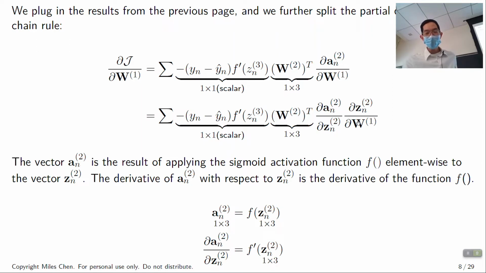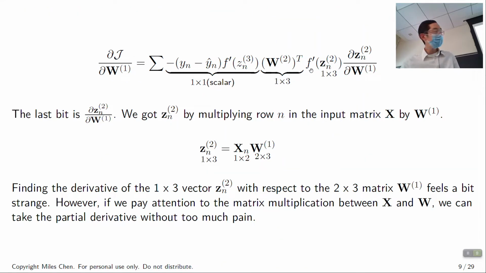We'll take a look at each of these things. We have Z2, the nth observation in Z2. We're applying F to this. This thing is 1 by 3, and so we just have F prime here, which is also 1 by 3. So I've got a 1 by 3 and a 1 by 3.